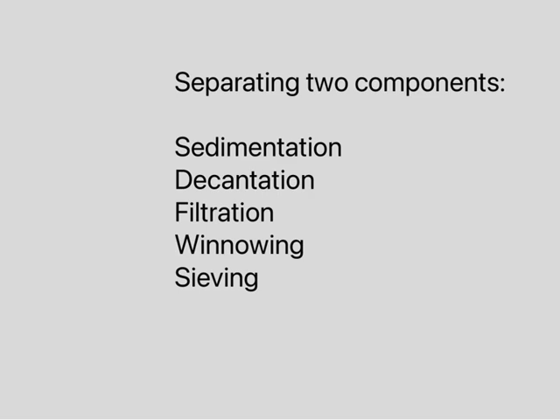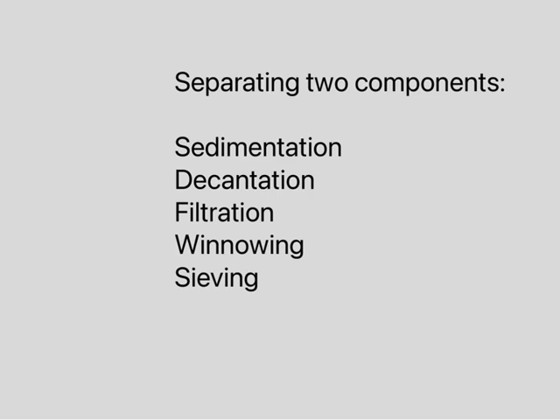Decantation. Decantation is a separation process that involves carefully pouring off the upper layer of a mixture of liquids or liquid-solid mixture, leaving the lower layer or settled solid particles behind. This process is used to separate substances based on their differences in density.